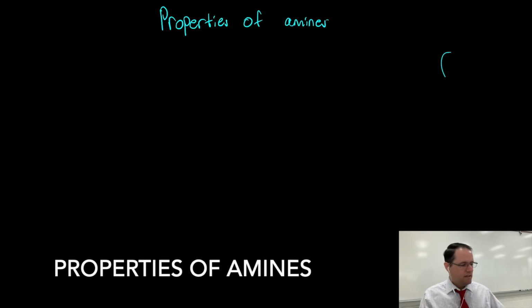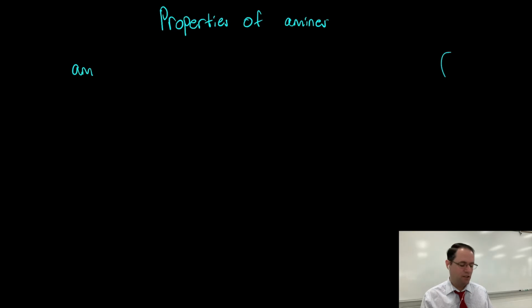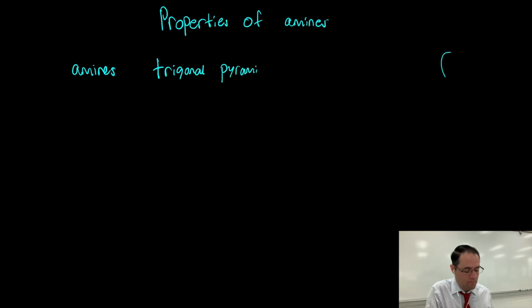All right, here we are in section 3. We want to talk about the properties of amines. Amines have a molecular geometry of trigonal pyramid. So what that means is that if we have trimethylamine, it's shaped like a pyramid, with 3 little legs coming down and a lone pair coming up here.